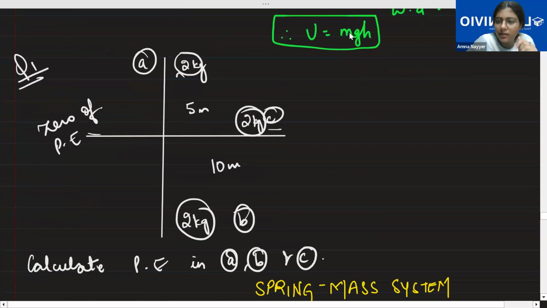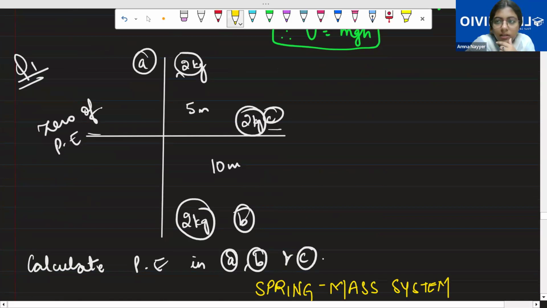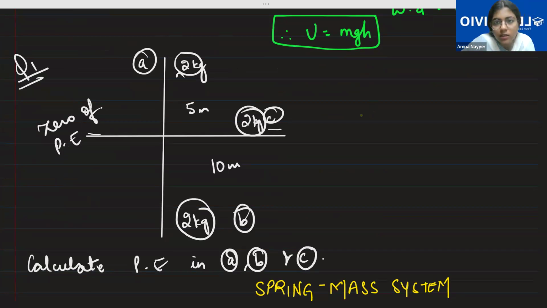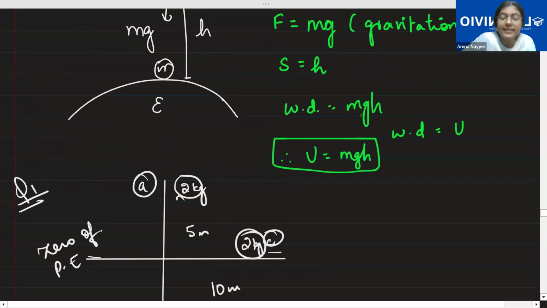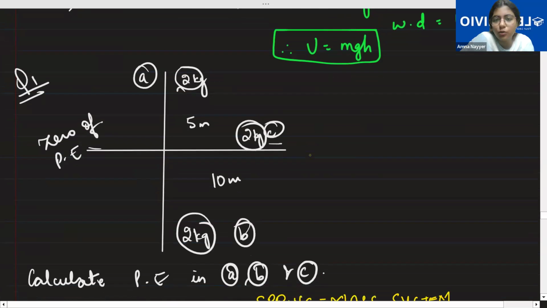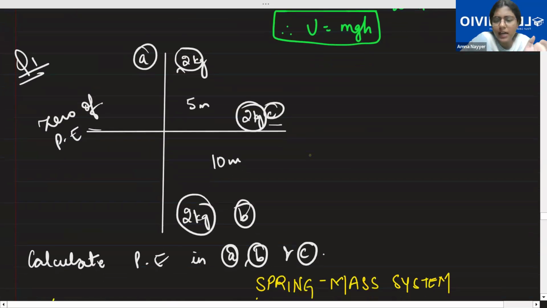Aisha, were you asking something? You unmuted yourself. What's the U you wrote for potential energy? U is equal to mgh. Is that a symbol? Yes, potential energy is represented by the symbol U. Kinetic energy is K or KE, but potential energy is represented by the symbol U. Sometimes you can write it as PE also, that is also correct, but U is the symbol for potential energy. Okay, thank you, ma'am.